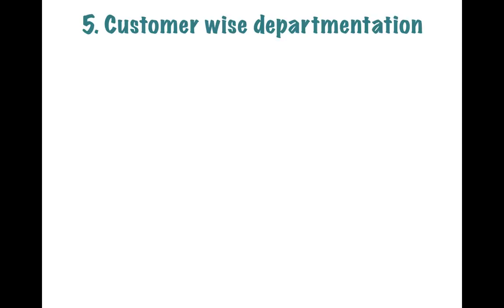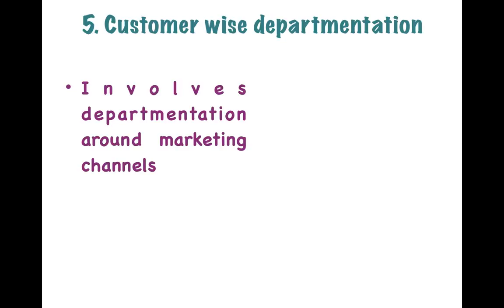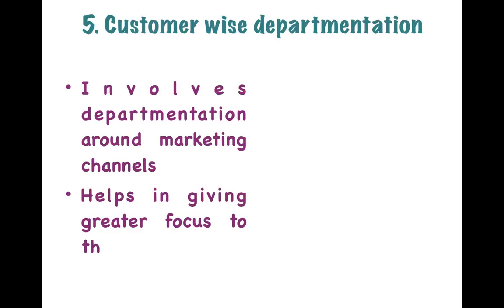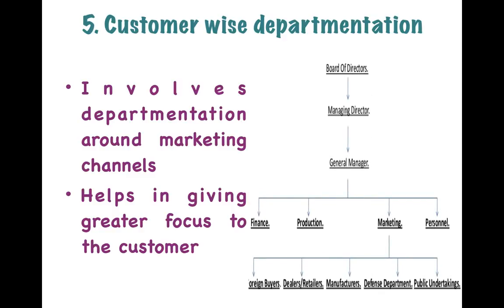The fifth type of departmentation is known as customer-wise departmentation. Here, as the name suggests, it involves departmentation around marketing channels, helps in giving greater focus to its customer. So, for example, we see the hierarchy here. The general manager has divided the organization into the functional departmentation, that is finance, production, marketing, and personnel. And the marketing department has again done departmentation on the basis of its customers. It can have foreign buyers, it can have dealers or retailers, manufacturers, defense department, public undertakings. So they can have different types of customers, and on that basis, they have created different departments.